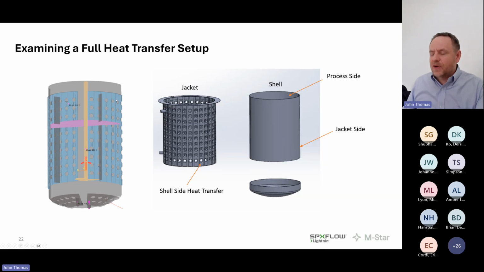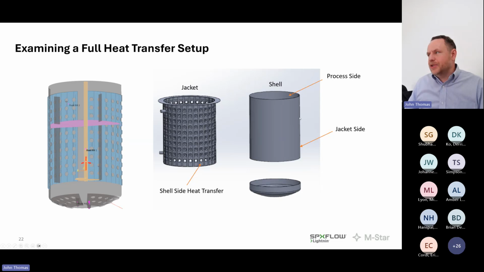Okay, so here is, for example, just a jacket and a shell system. We've got some sort of jacket with hot oil going through it that is conducting through the jacket, conducting through the shell, and then transferring thermal energy into the fluid. I'm going to define a few housekeeping items here. I'm going to call this the shell side, the heat transfer inside the shell. I'm going to define the jacket side, and I'm going to define the process side.